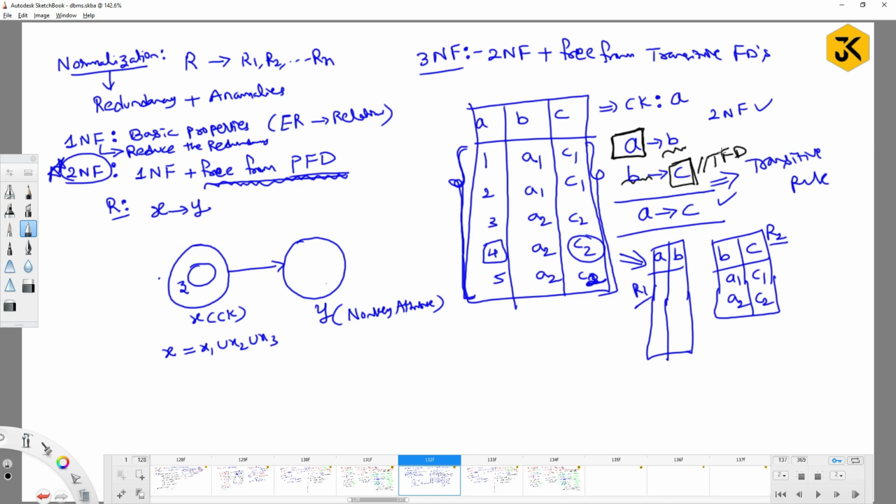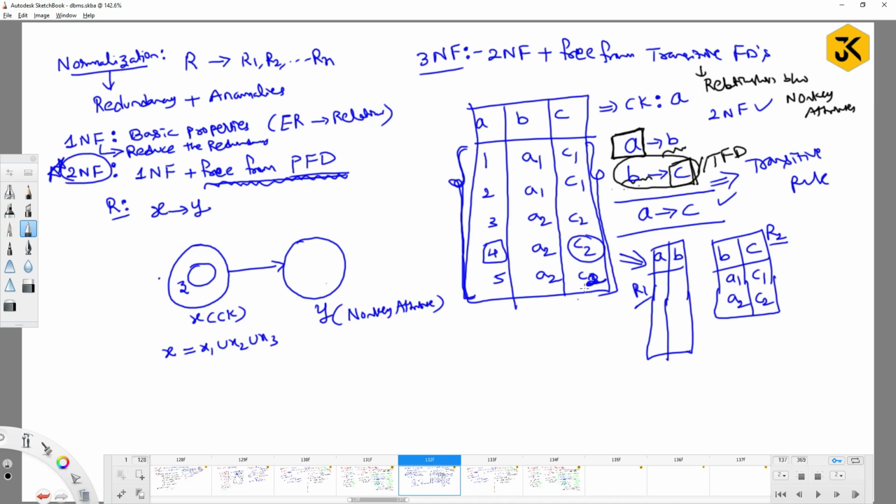In other words, if there is any kind of relationship between non-key attributes, then I can call it a transitive functional dependency. If you take this example, B determines C. Is B a candidate key, or is B a prime attribute? No, B is not a prime attribute. Is C a candidate key or a prime attribute? No. Then I can say that this is a transitive functional dependency.